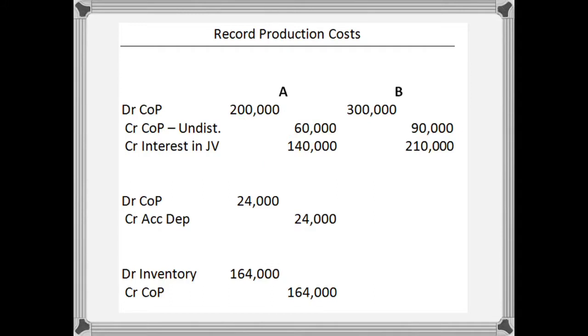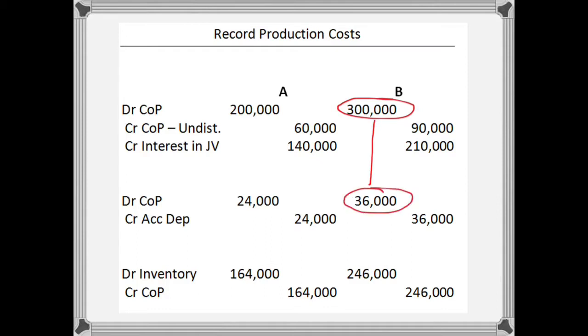So doing the same thing over in B, B has decided to use a 10-year useful life for its equipment as well. It started with equipment at $360,000, so that's accumulated depreciation of $36,000 and cost of production of $36,000. Moving down to the inventory, that's based on 246, which is $300,000 plus the $36,000 minus the $90,000. Gives you the $246,000. And once you've done that, again, you've got the value of the inventory which has been distributed on the books of the venturers.